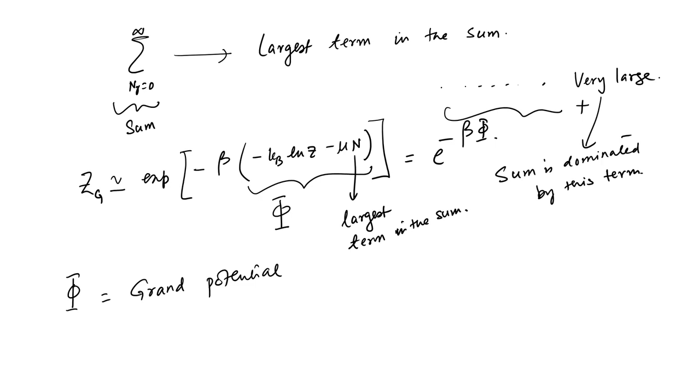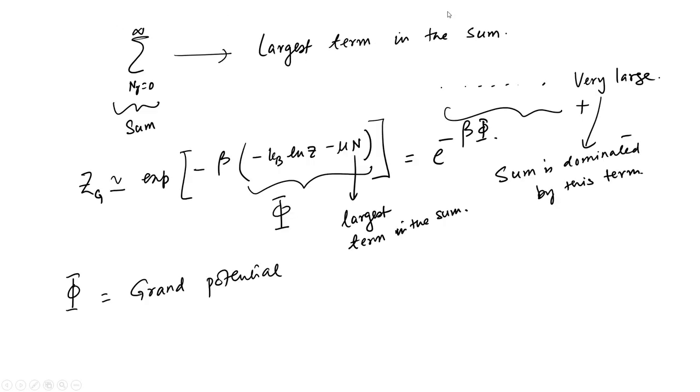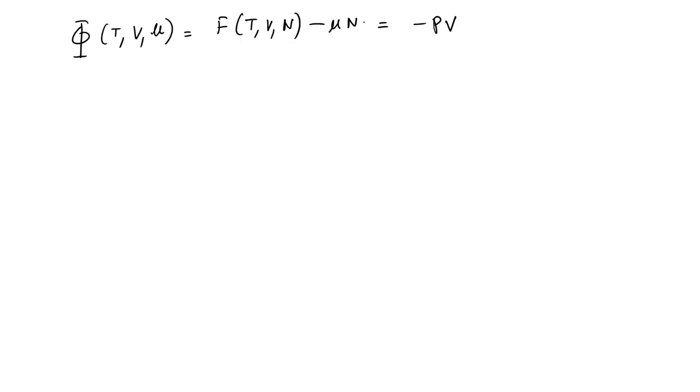So, what is it good at? It is good at a number of things, that is we can get the free energies. So we write this phi, which is a function of T, V and mu. Remember that it is not a function of N anymore because N is not constant. So this is equal to F(T,V,N) minus mu N, which is nothing but equal to minus pV. So you see that here it is this k log z multiplied by a beta that will give you this F, and then F minus mu N gives you the grand potential. So I'll still write these dependencies explicitly.